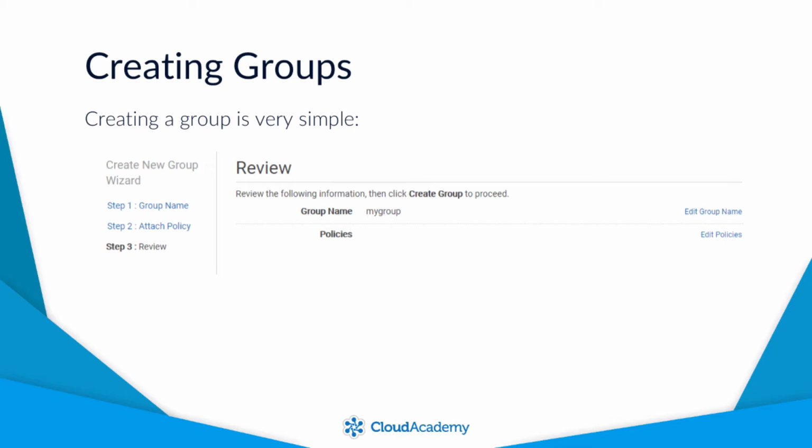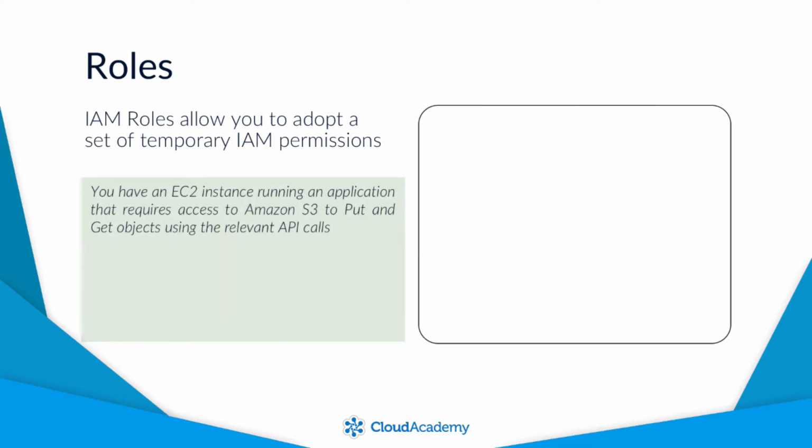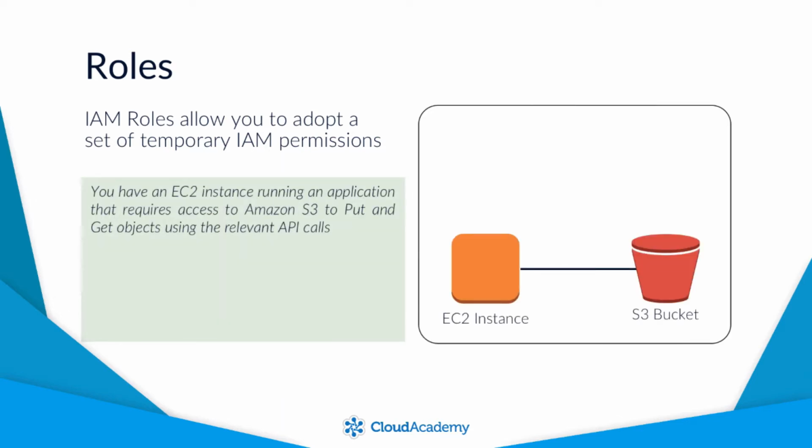Now that we have looked at users and groups, let me explain what an IAM role is. IAM roles allow users and other AWS services and applications to adopt a set of temporary IAM permissions to access AWS resources. This could be required to enforce security best practices. Firstly, let's look at an example of how the Amazon EC2 service uses an IAM role. Consider the following scenario. You have an EC2 instance running an application that requires access to Amazon S3 to put and get objects using the relevant API calls.